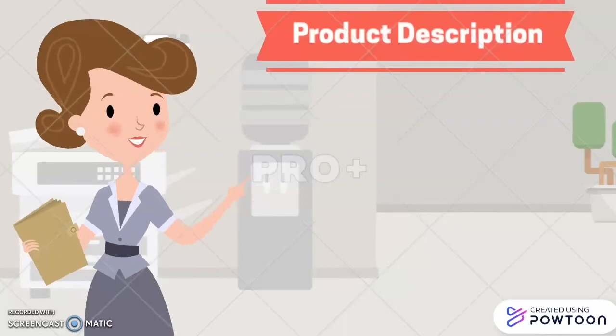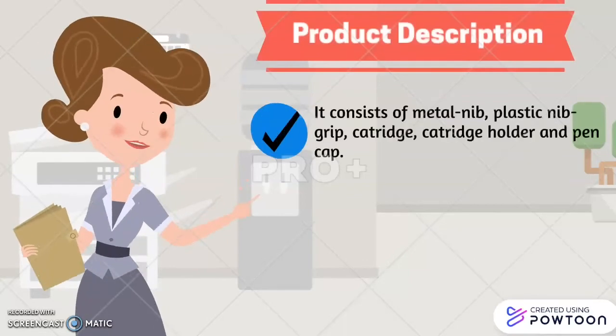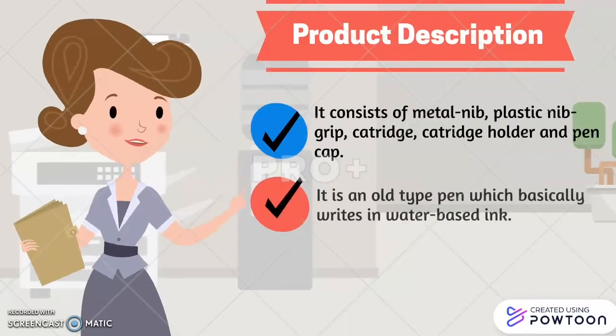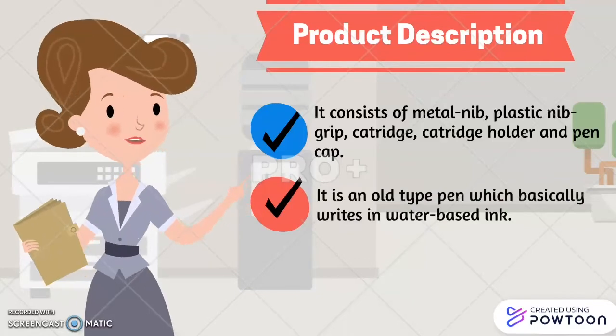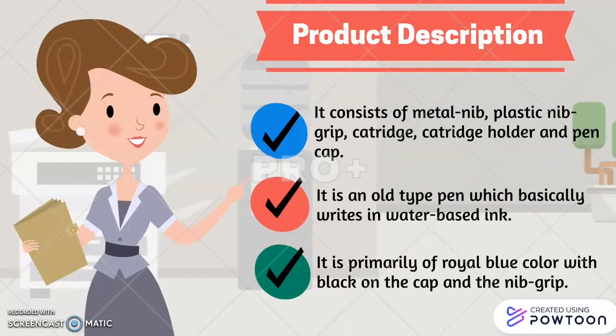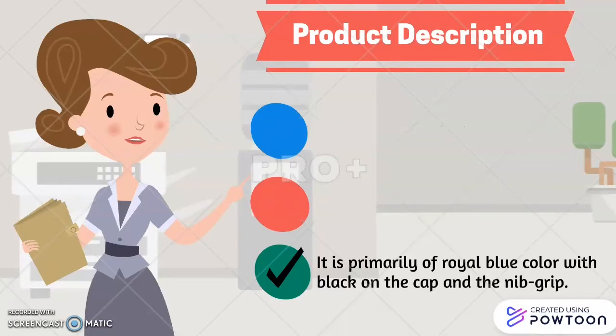These are the product descriptions. First, it consists of a metal nib, plastic nib, grip, cartridge holder, and pen cap. Then, it is an old type of pen which basically writes in water-based ink. Then, it is primarily royal blue in color with black on the cap and the nib grip.